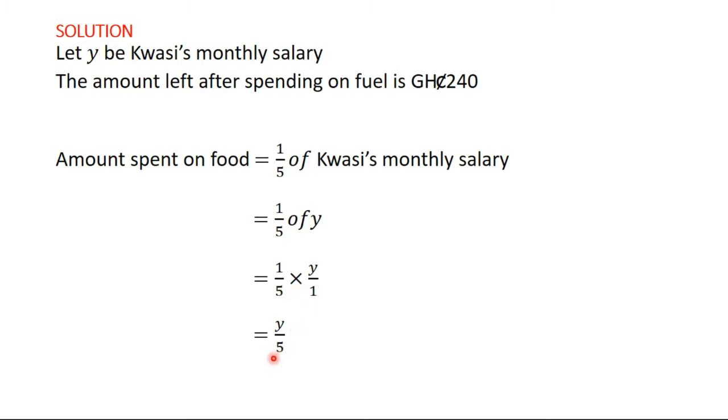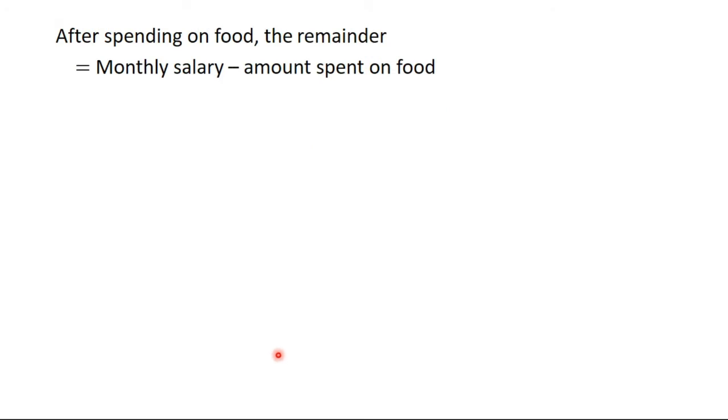Now, after spending on food, there will be a remainder. The remainder after spending on food will be his monthly salary minus what he spent on food. Because he had his monthly salary, he spent 1/5 of it on food. So that was his first expenditure. If you want the remainder after that, it's going to be his monthly salary minus the amount he spent on food. His monthly salary is y. The amount he spent on food is y/5.